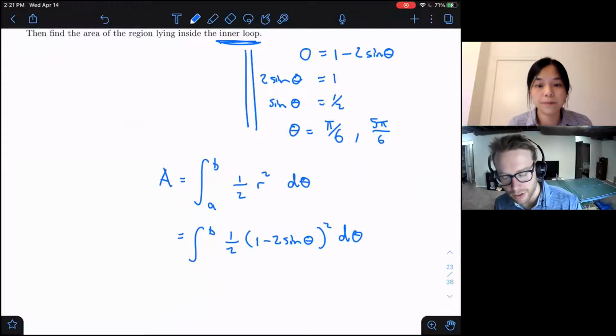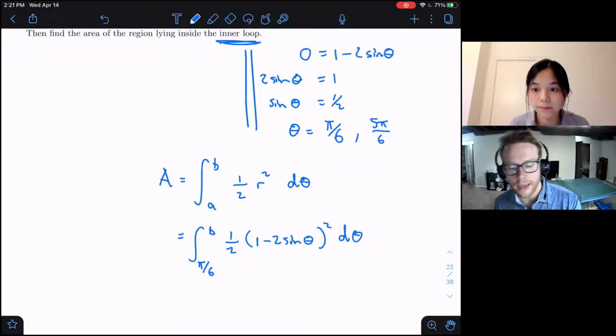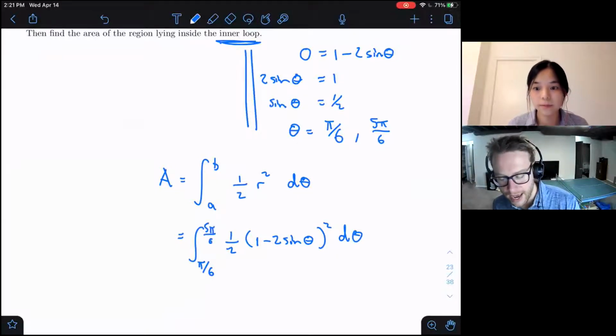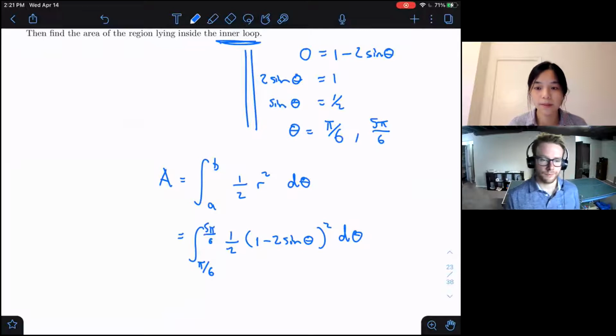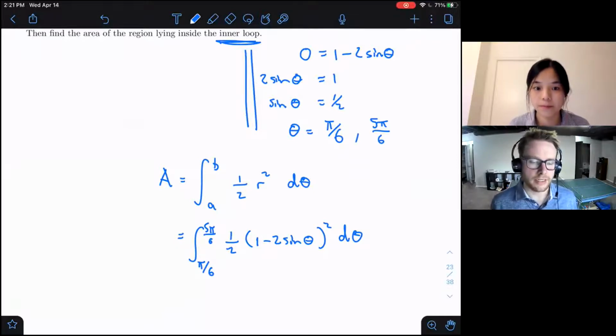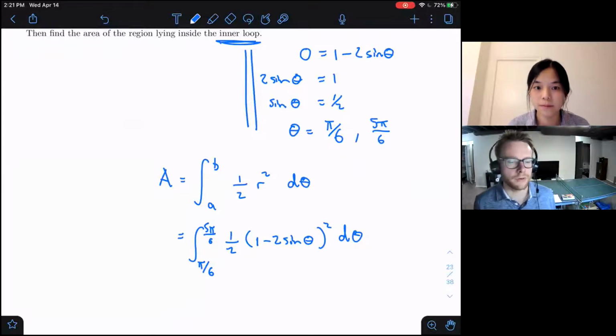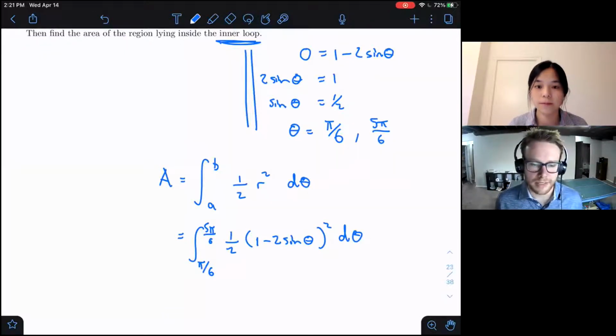Our starting point should be pi/6. That's when we enter into the inner loop. And our ending point should be at 5 pi/6. That's when we exit the inner loop. So you can see sometimes the difficult part is setting up the integral. And so we need to set up the correct integral. And then of course, we will integrate this one and see it all the way through. But the setup is not as trivial as maybe the arc length was.